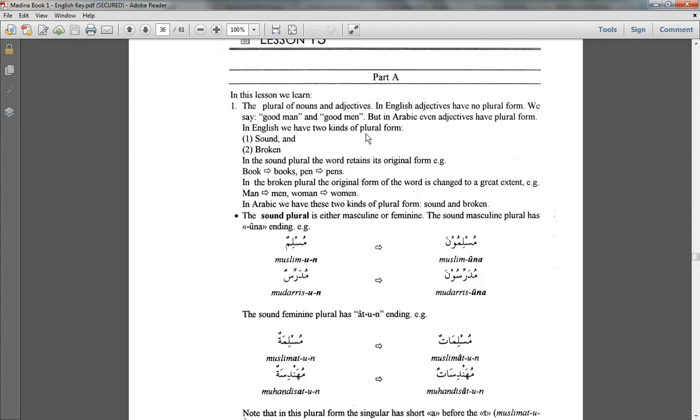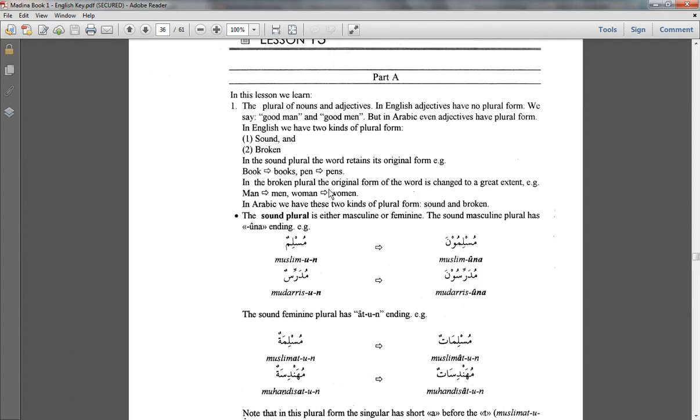So in English, we have two kinds of plural form, sound and broken. And of course, it's not something that we even think about while we're speaking English. But in any case, it's good to know because they're going to compare that with Arabic. In the sound plural, the word retains its original form. For example, book, books, pen, pens. So all you have to do is put an S at the end of it and it becomes plural. This is the sound plural.